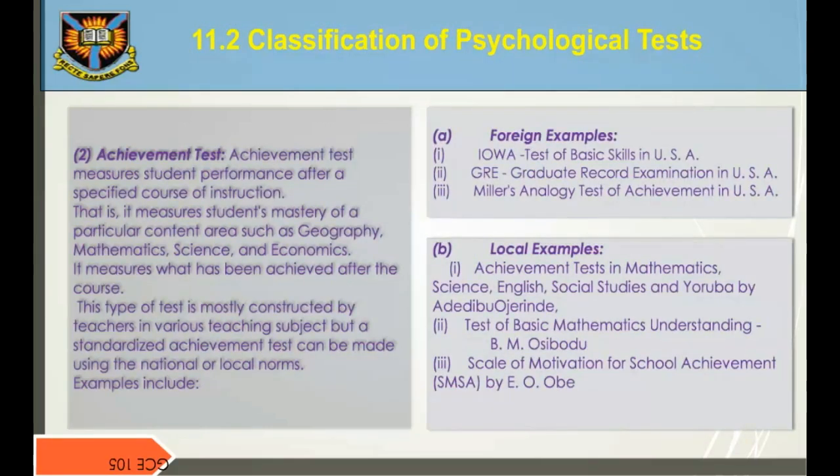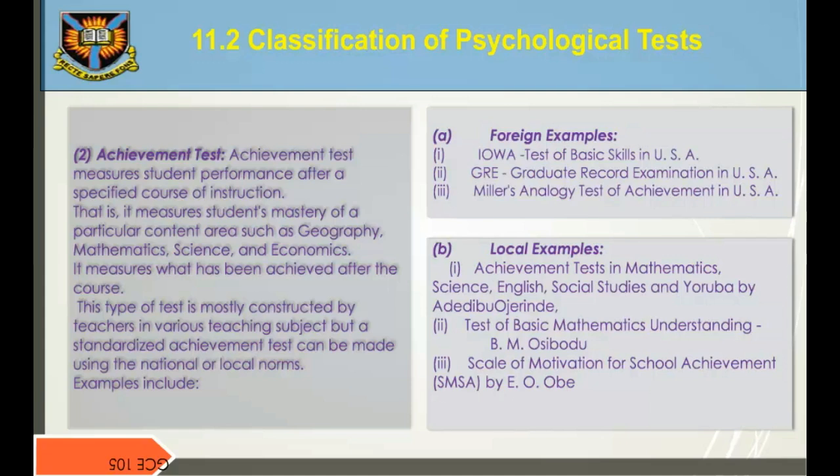2. Achievement Test. Achievement test measures students' performance after a specified course of instruction. That is, it measures students' mastery of a particular content such as geography, mathematics, science, and economics. It measures what has been achieved after the course. This type of test is mostly constructed by teachers in various teaching subjects, but a standardized achievement test can be made using the national or local norms.